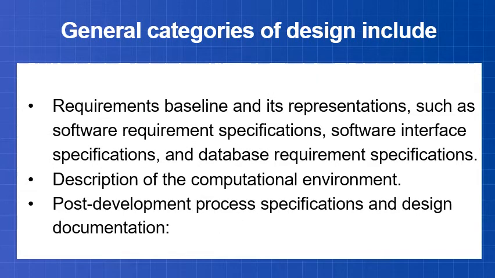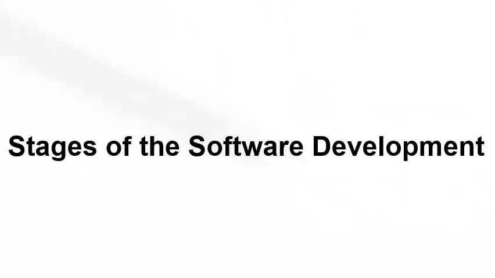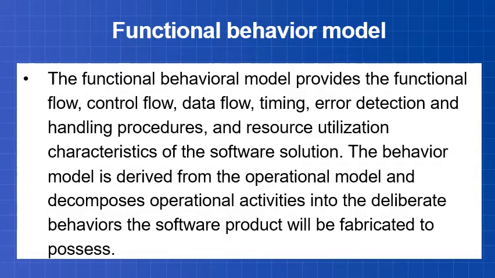The third one is requirements baseline and its representations such as software requirement specifications, software interface specifications, and database requirement specifications. The fourth one is description of the computational environment, and the last one is post development process specifications and design documentation. Now we can discuss the second major content of my topic, the stages of the software development. In these stages there are 8 different models that we discuss.